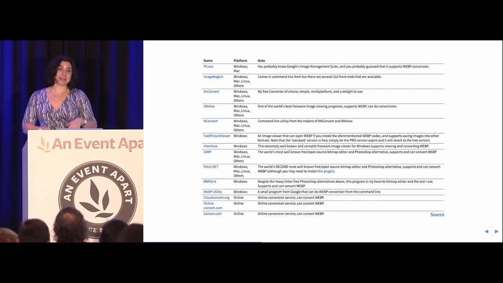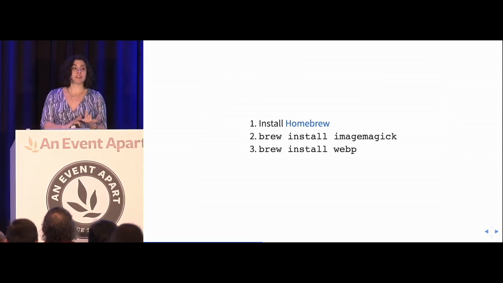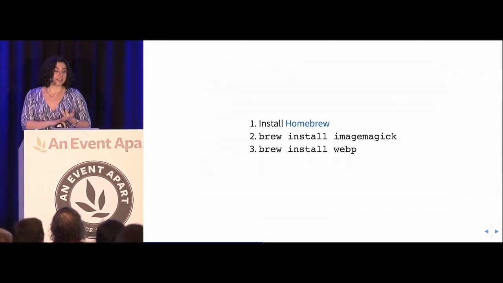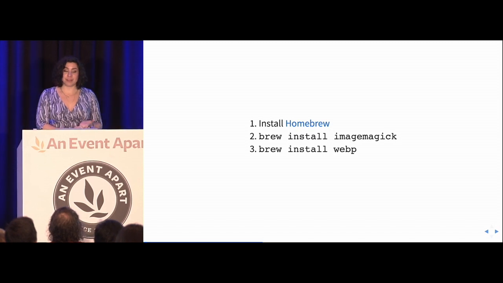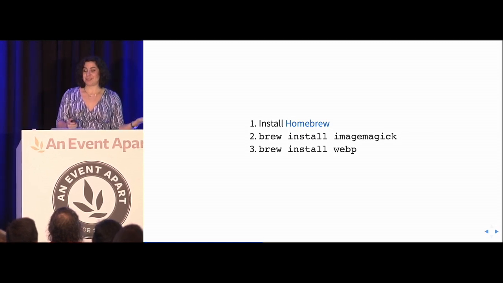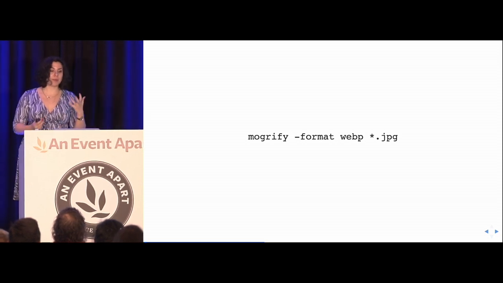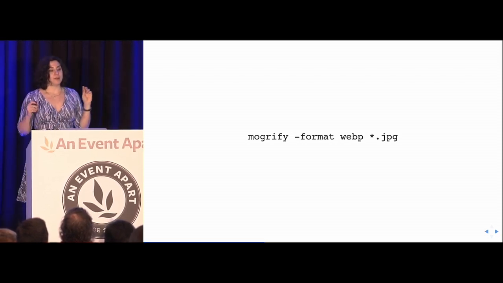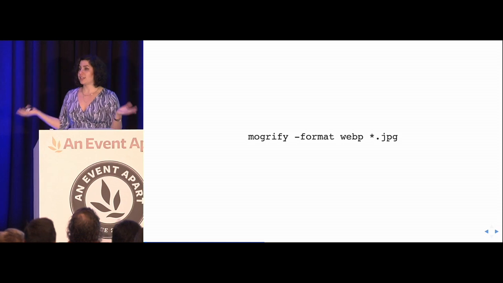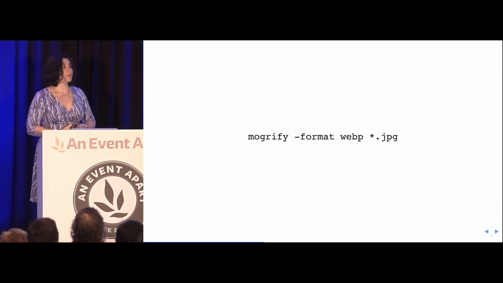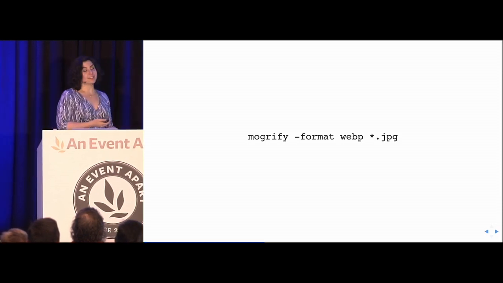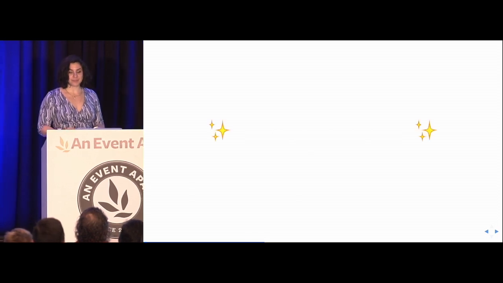If you want to use the ImageMagick CLI, all you have to do is first install Homebrew, then brew install ImageMagick, and then brew install WebP. Once you've done that, you can type a few characters in and say mogrify. That's the function. Change the format to WebP of all the JPEGs, star.jpg. So you can just do this with a few characters, which I think is kind of cool.